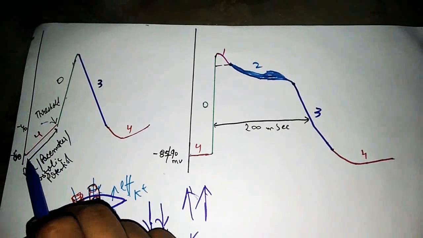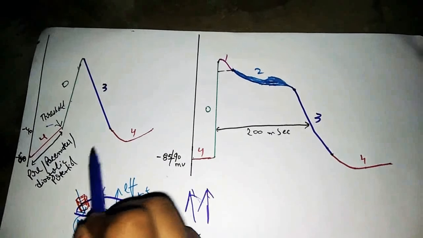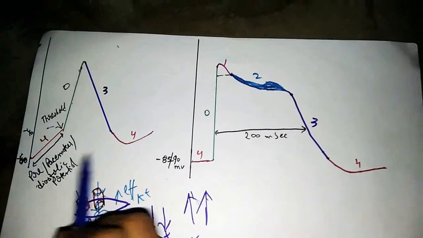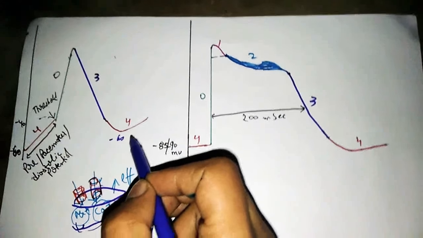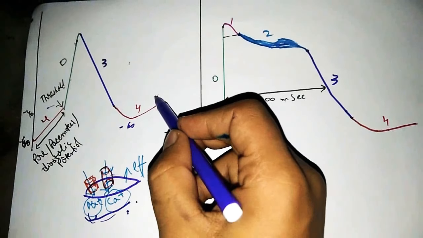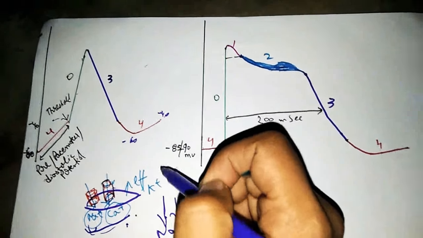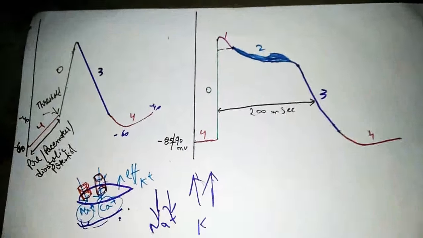So there is an absence of phase 1 and phase 2 in this, and after phase 3 there is again phase 4. If phase 4 reaches -60, as we have discussed, it will not remain at -60. It will again go to -40, and again the cycle starts. So this is self-excitatory.